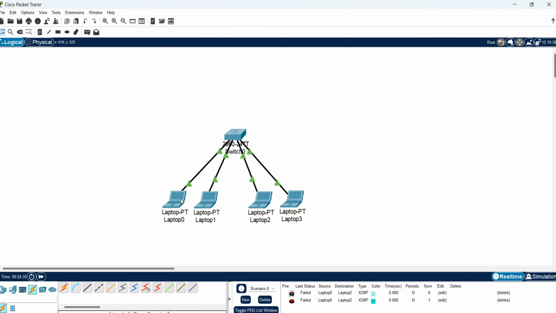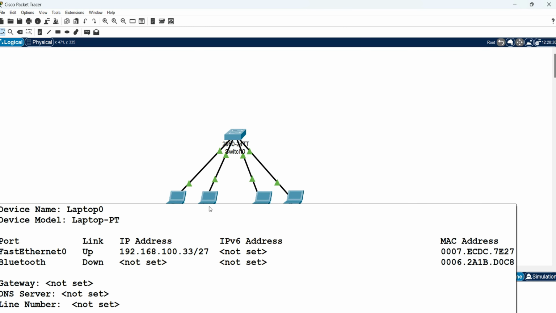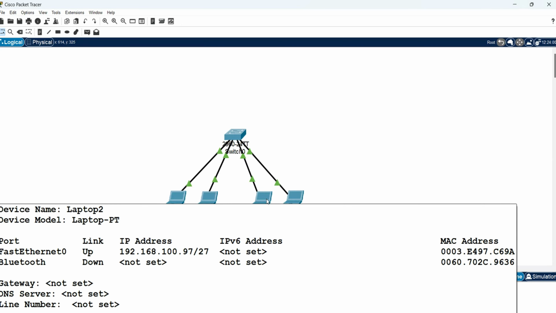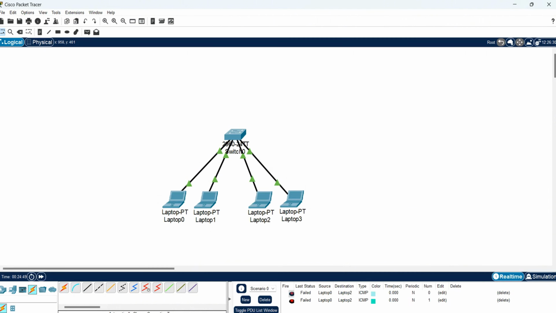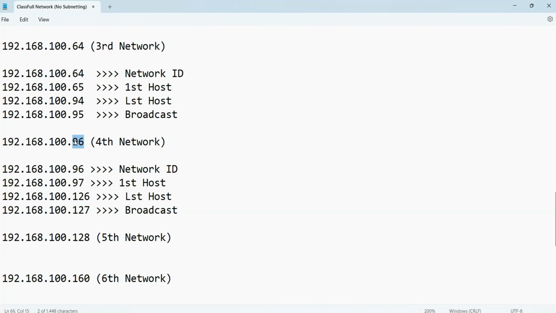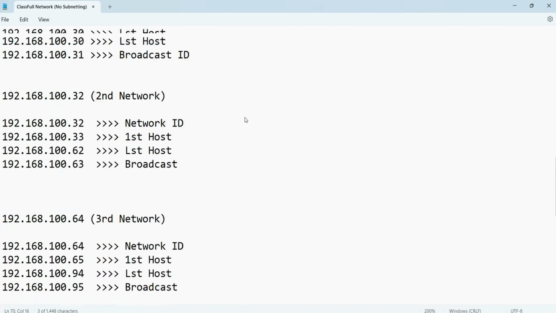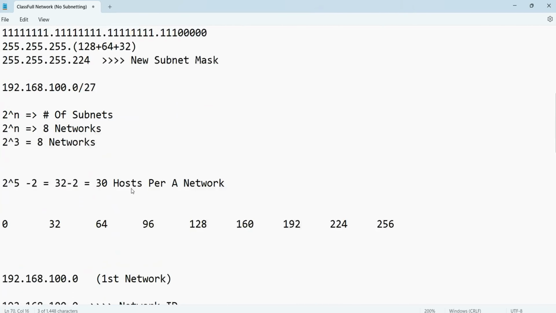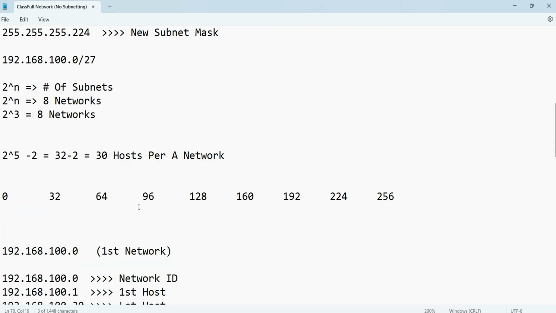Why? Because this one belongs to which network? To the 32 network. This one belongs also to which network? To the 32 network. This one belongs to which network? To the 97, and then there's what? 107, right? So this belongs, check this out, to the 96 network. First host, last host. You see that? So they cannot talk to each other because they're on different networks. So I do get 8 networks, right? And every network gets how many hosts? 30 hosts per network.